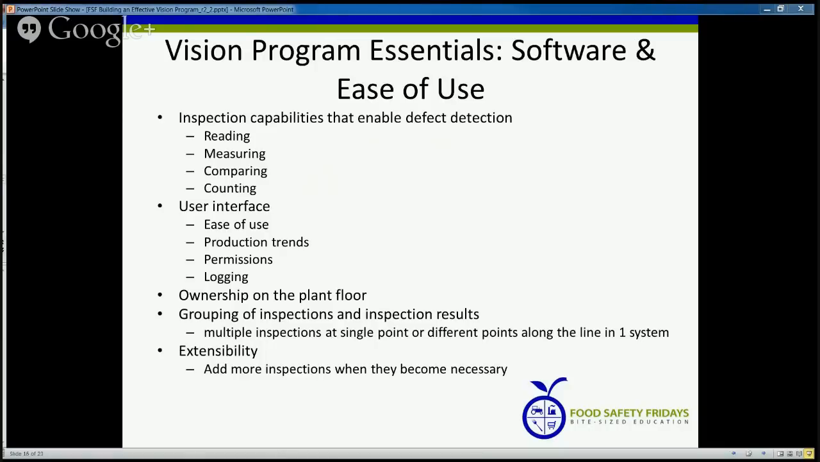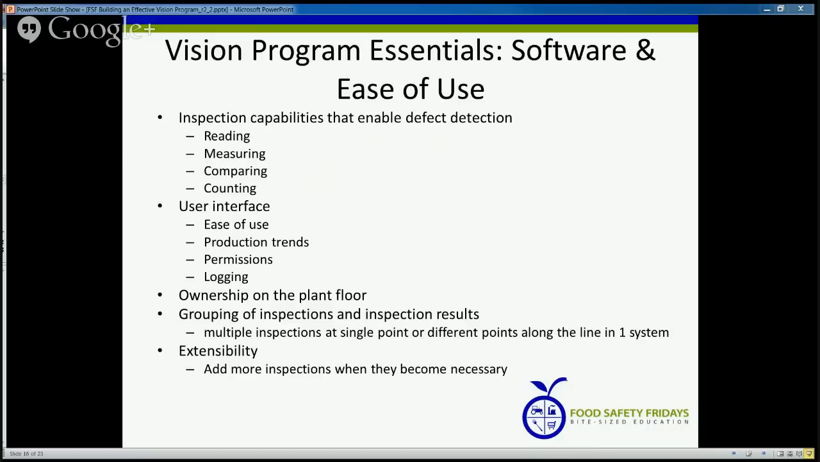So, inspection capabilities of the system. The core inspection capabilities: reading, measuring, comparing, and counting. Combining these capabilities together in different ways to produce an inspection result. Finding, for example, wrongly encoded information on the label, a label that is skewed, or making sure that the right amount of product is in a container. All capabilities of a vision system from a software standpoint.